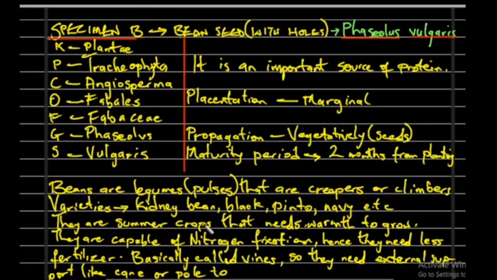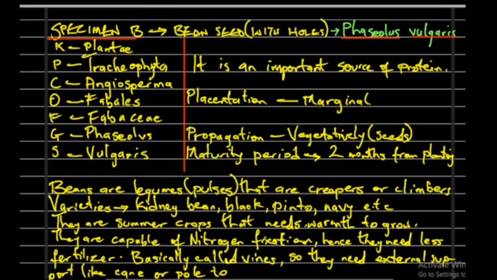This crop is a summer crop and they need warmth to grow, and they are also capable of nitrogen fixation, hence they do not need much fertilizer when they are cultivated. Its major importance is that it is a major source of protein. It can be propagated by seeds. Its placentation is marginal, and the maturity period is basically 2 months from planting.